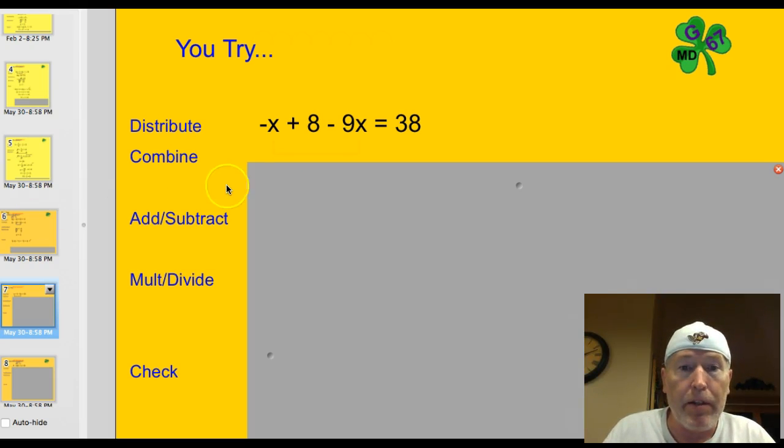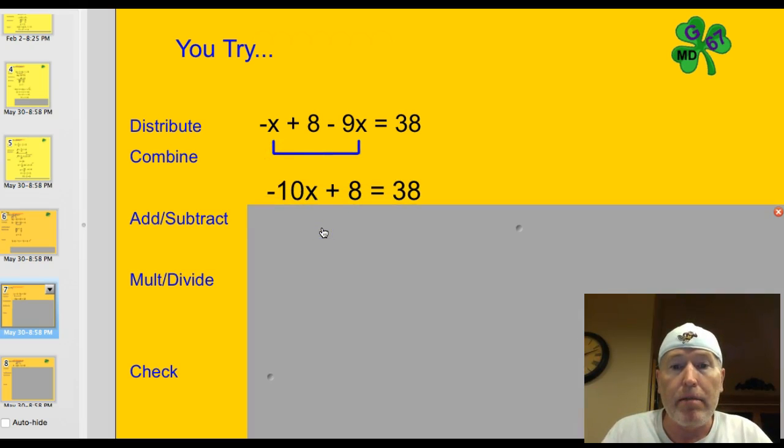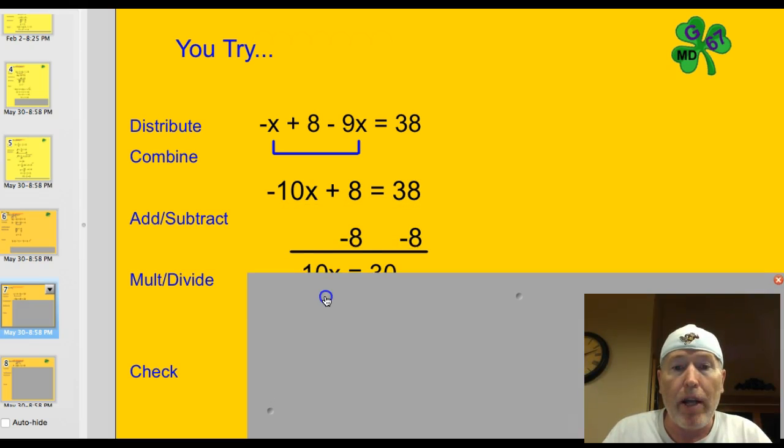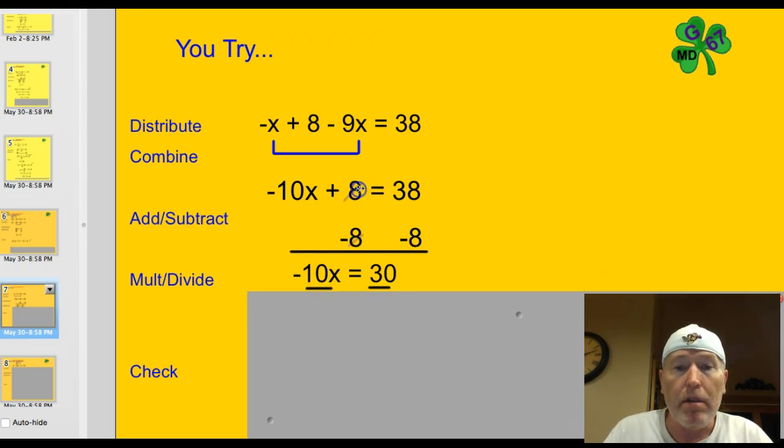All right, let's see how you did. Did you combine like terms? You did. You had minus 10x plus 8 equals 38. Okay, did you subtract 8 from both sides? If you did, you got it down to minus 10x equals 30. Then you should have divided by a -10 next.